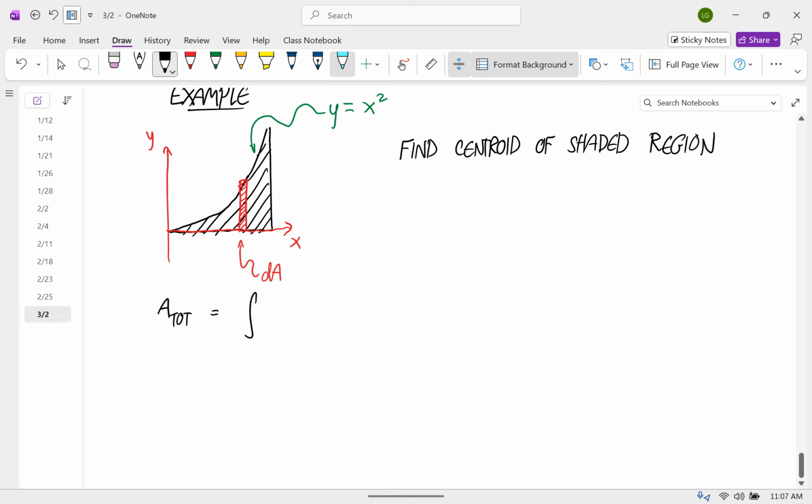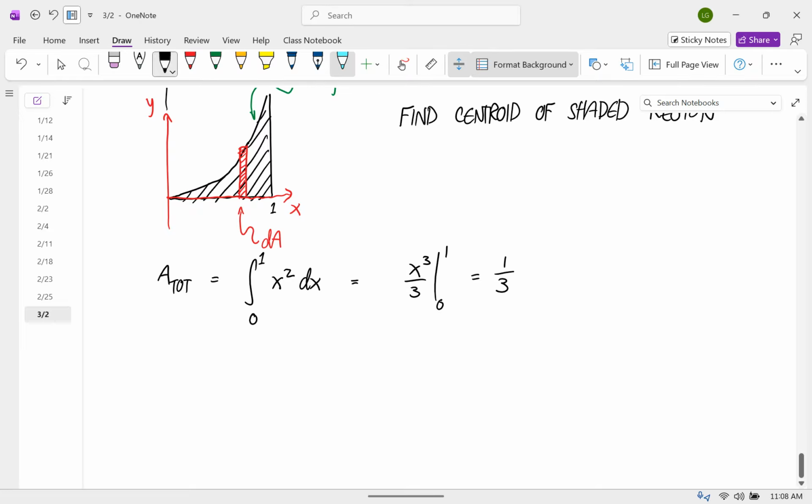Oh, I didn't give boundaries. Let's say this is 1. So we have the integral from 0 to 1 of x squared dx. That'll give us the area. And so we got x cubed over 3 integrated from 0 to 1. So that's our A total, which is 1/3.